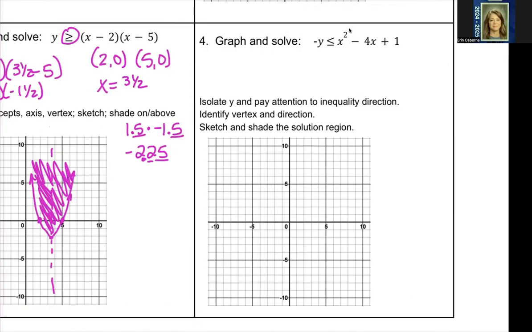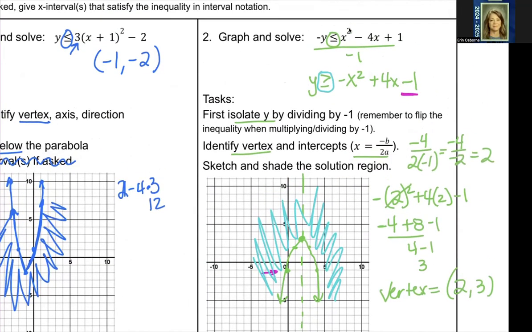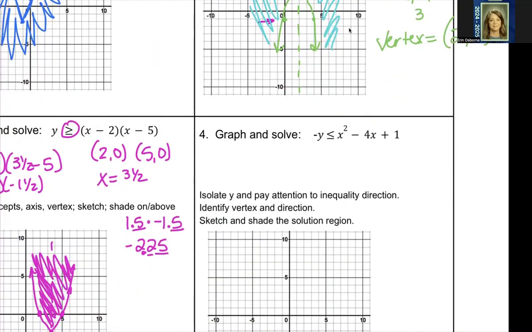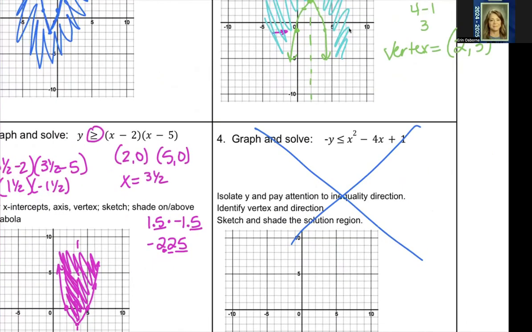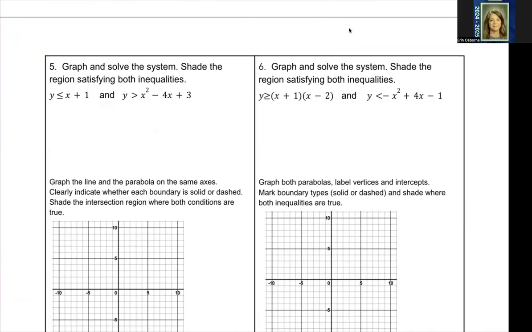Okay, number 4. Is this the same exact problem as above? Oops, meant to change that one. Okay, call it a skip. Okay, turn your paper over and go to number 5.